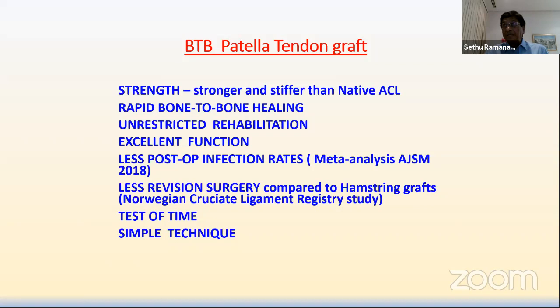And I mentioned the infection, less post-op infection rates. And I think many papers have borne testimony that there is less revision surgery compared to hamstring grafts. I've just quoted one, which is the Norwegian Cruciate Ligament Registry study, where they looked into 12,600 patients in their registry, and they found there was a significant difference. And I think BTB has definitely stood the test of time, and it's a simple technique.